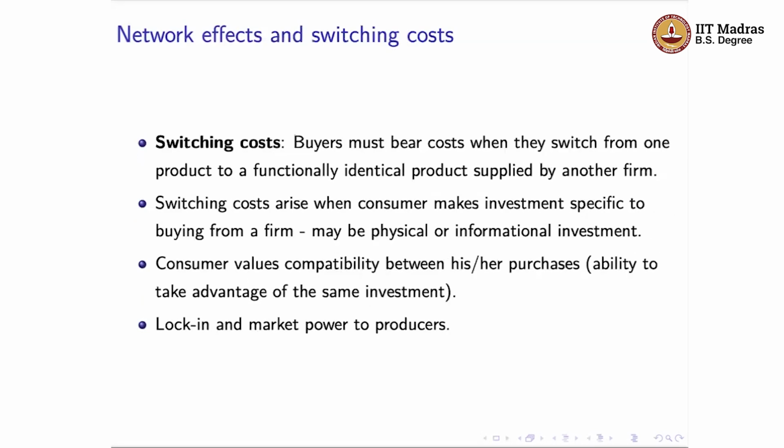So another term that one often hears in this information economy context related to network effects, which is somewhat similar but not exactly the same, is this idea of switching costs, right? So here the main idea is the fact that buyers often have to bear costs when they switch from one product to a functionally identical product supplied by another firm or another system, right?